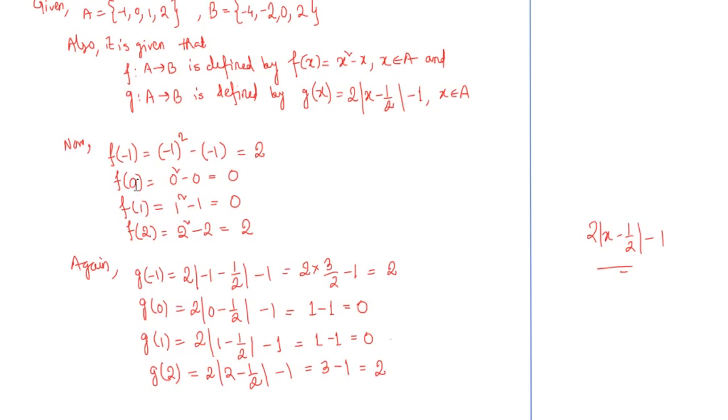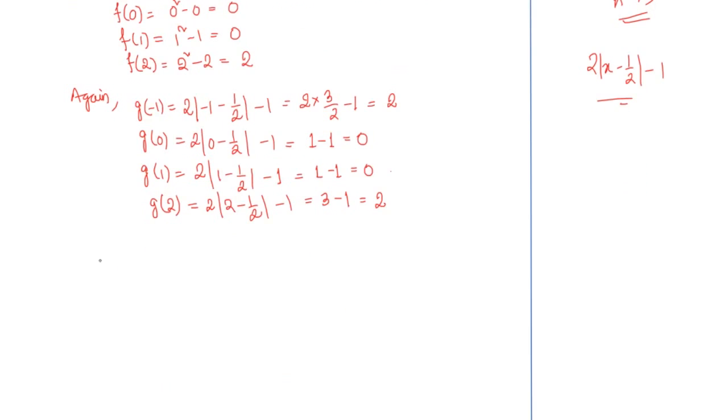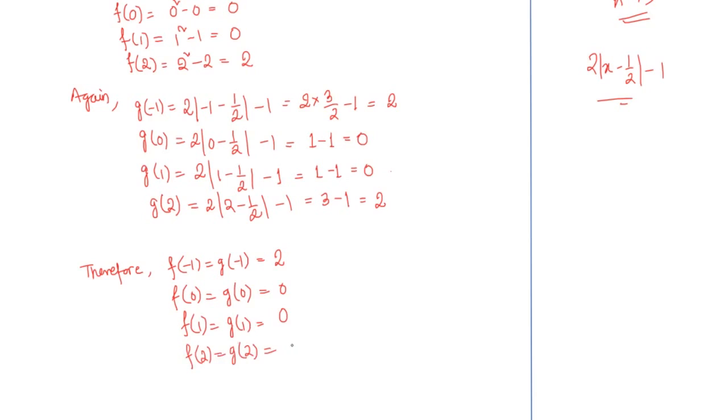In the same way, for all the elements that we input in both f and g corresponding to this set A to B, we are getting f of a is equal to g of a for all these domains and range. Therefore, just on a concluding note, f of minus 1 is equal to g of minus 1 is equal to 2, f of 0 is equal to g of 0 is equal to 0, f of 1 is equal to g of 1, that is equal to 0 also, and f of 2 is equal to g of 2 is equal to 2.